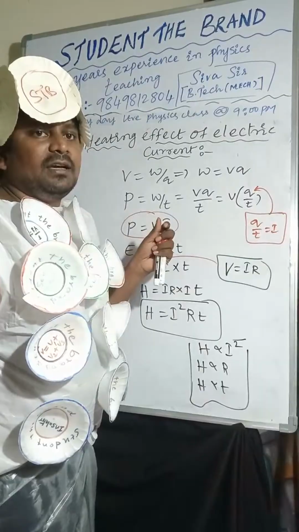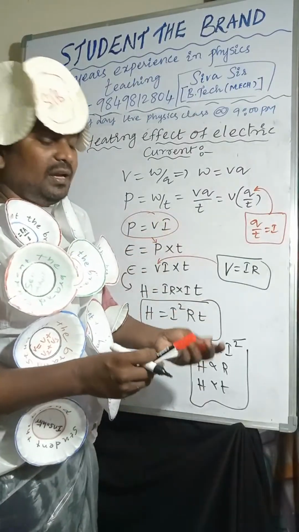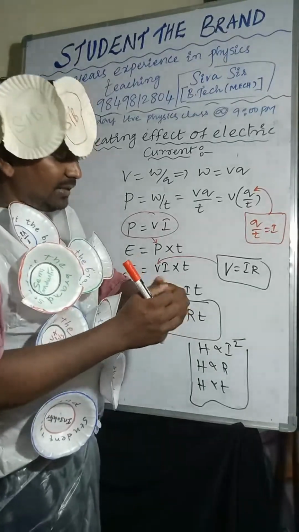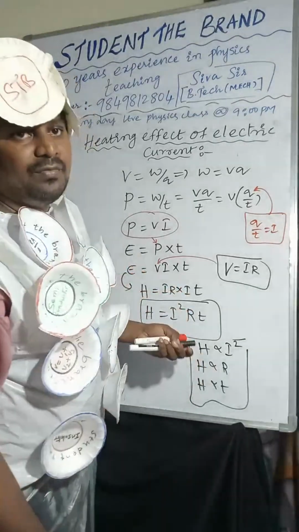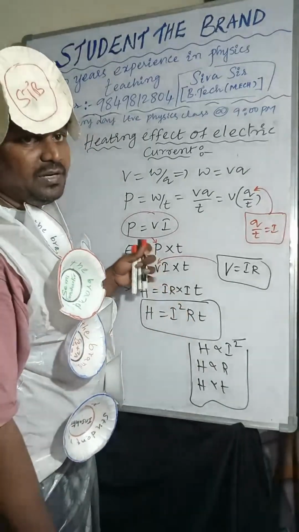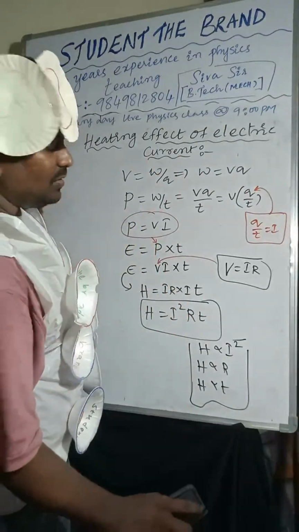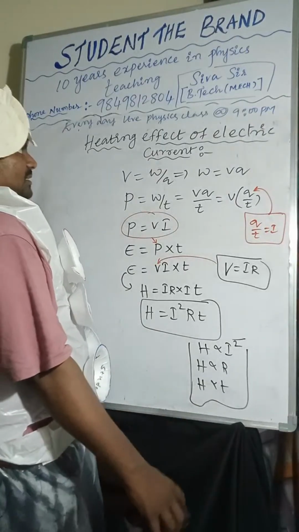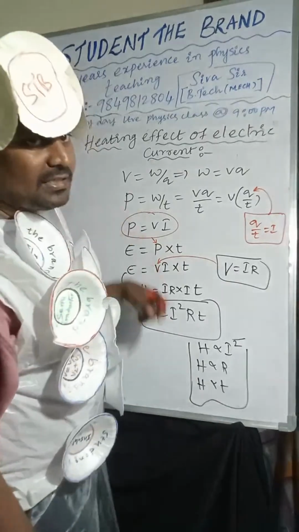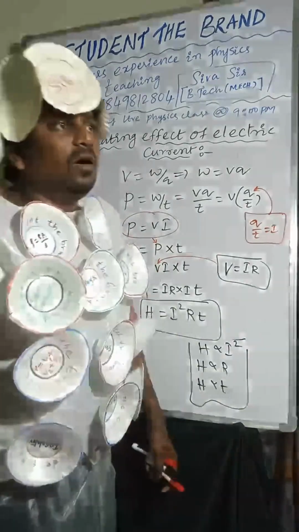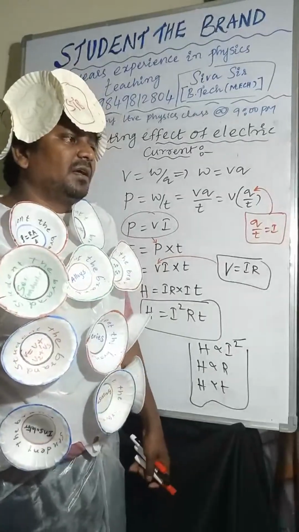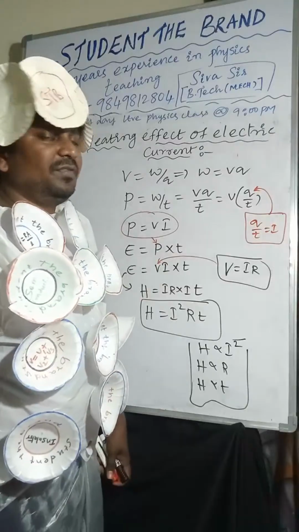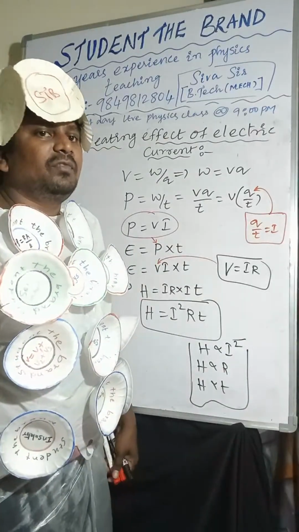The heating effect of electric current is also known as Joule's law of heating. So make sure that you are identifying this one. Now the applications of the heating effect of electric current: electrical cooker, electrical oven, iron box, and room heaters. These are the applications of the heating effect of electric current.